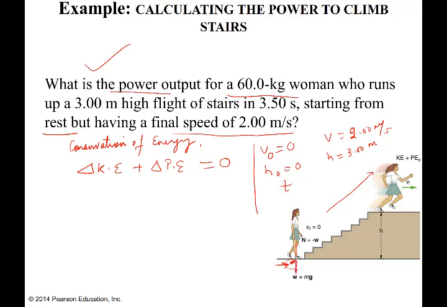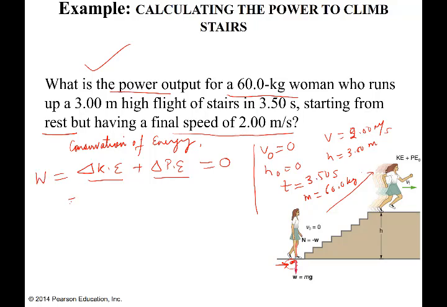So the time is given as 3.50 seconds, and the mass of the person is given as 60.0 kg. So 3 sig figs here. So I will begin by finding the work done, because change in KE plus change in PE is basically the amount of work being done.